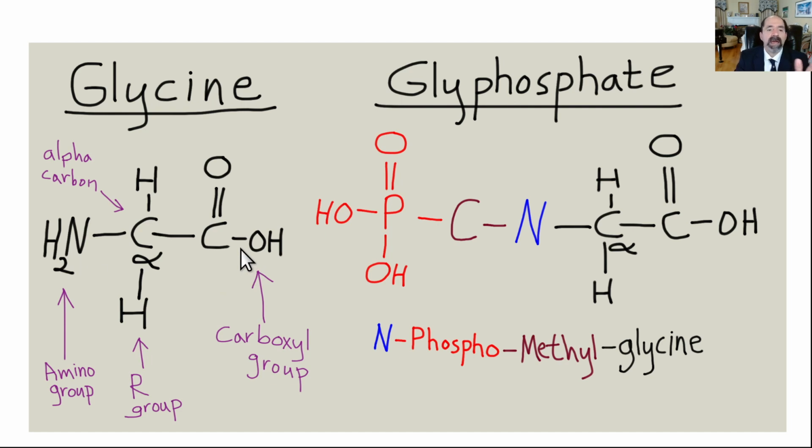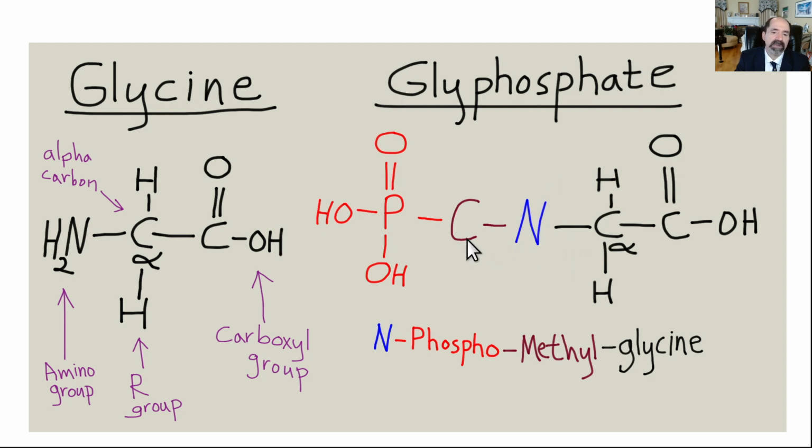Okay, so now forgetting about that one side of the page, let's look at glyphosate. Glyphosate is a herbicide, and it's one of the most commonly used herbicides. So basically, you've got an alpha carbon here, and just coming off the alpha carbon is a single hydrogen. So it's the same as glycine in terms of this part of the molecule and this part. All of this is exactly the same as glycine.